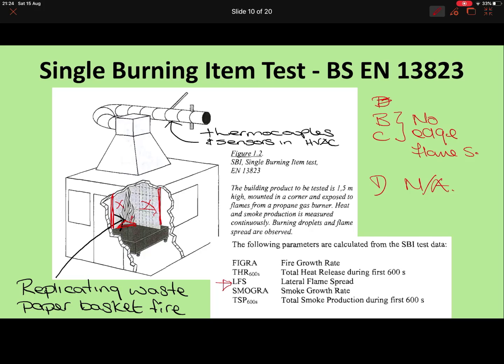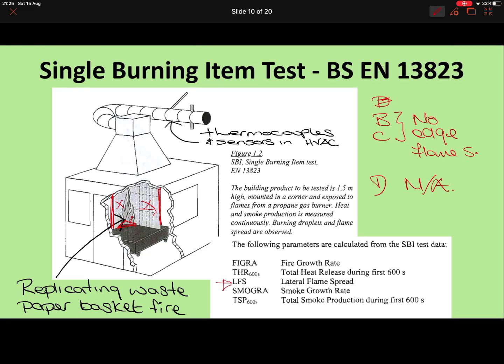The other aspect that's identified is flaming droplets. So the flaming droplets, if they occur for more than 10 seconds during the test or less than 10 seconds during the test, is the criteria there. Well, there's three criteria. If there's no flaming droplets, it's 0. If there's less than 10, it is 1, D1. And if it's more than 10, it's D2. So that's basically how that is ascertained.